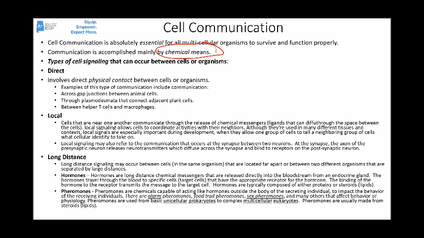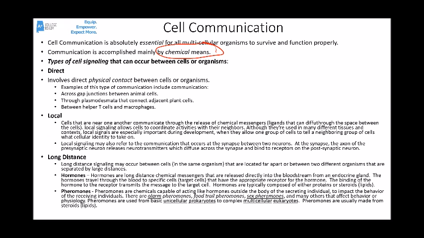First of all, direct is when the cells that are communicating or the organisms that are communicating have to come into direct contact with each other. This would be like across the gap junctions between animal cells, like in the heart, through the plasmodesmata that connect adjacent plant cells, or between a helper T cell and a macrophage during an immune response.